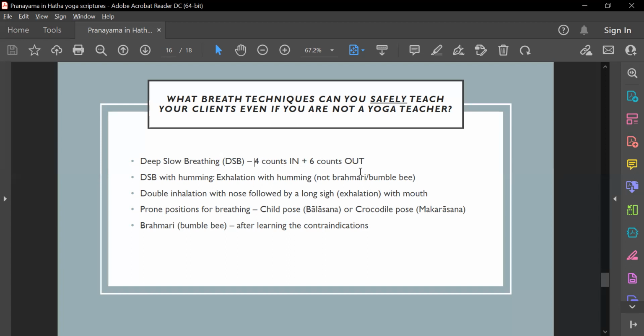The next level brings even more relaxation and calming. It significantly reduces the heart rate, the palpitations, the anxiety, the overthinking. Name anything which is linked to hyperactivity of the mind. You can work on that with humming.